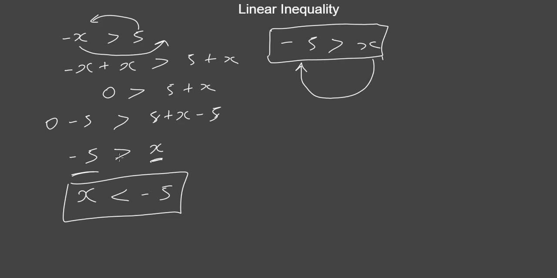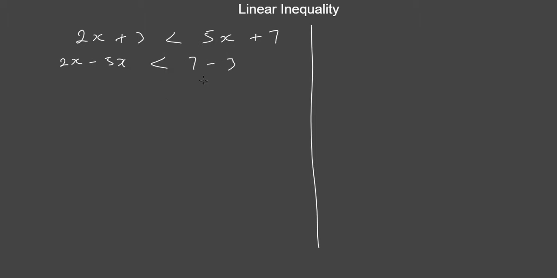So let's take a look at an example. Say you have 2x plus 3 less than 5x plus 7, and you want to look for the value of x, right? So how do you go about this? What you want to do is to collect like terms, just as usual. You take 2x, you transfer 5x to this side, that becomes minus 5x. You take your 3 to the right, that gives you 7 minus 3, because once you cross to the other side, it becomes minus.